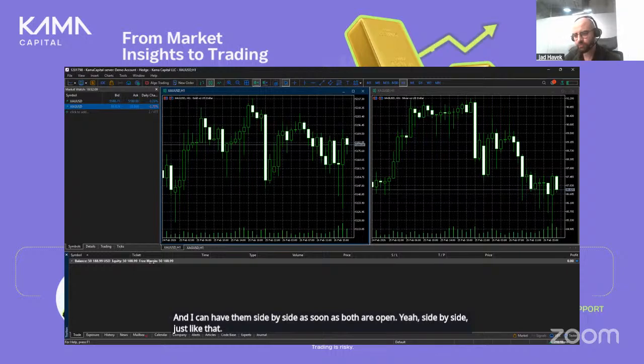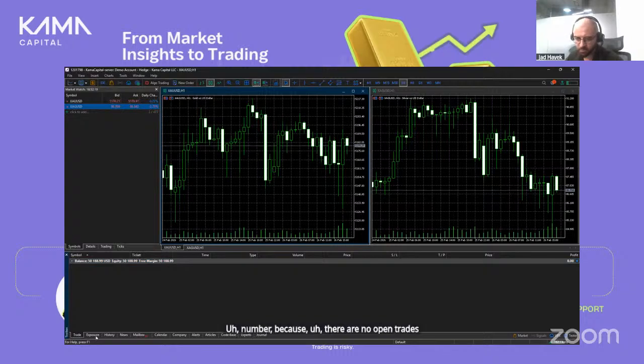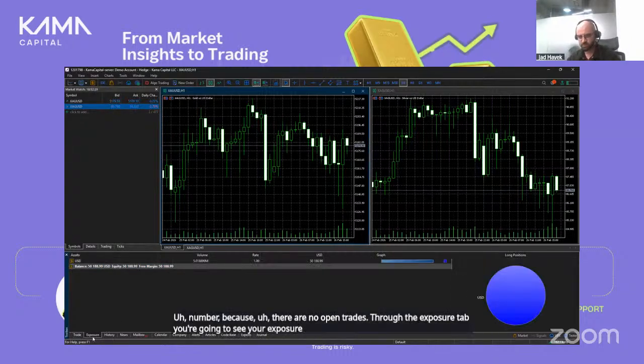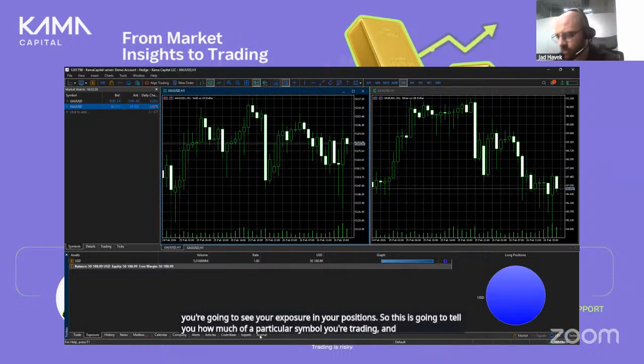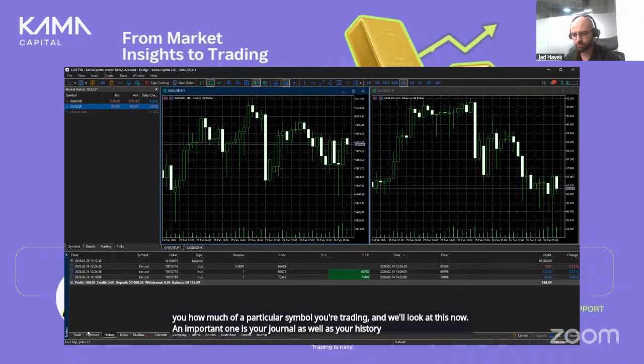Now going through the toolbox here, you can see this account has a balance and an equity of 50,000. In this case, it's the same number because there are no open trades. Through the exposure tab, you're going to see your exposure in your positions. So this is going to tell you how much of a particular symbol you're trading, and we'll look at this now. An important one is your journal, as well as your history, through which you'll be able to see your account history.